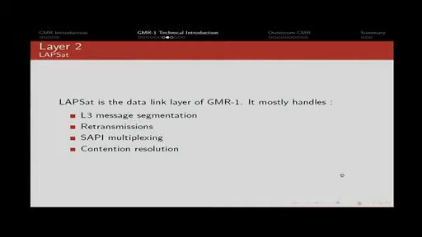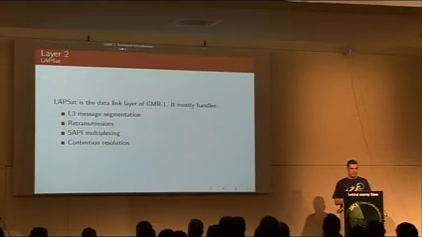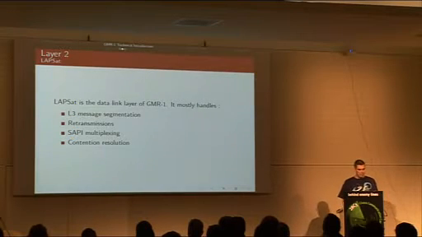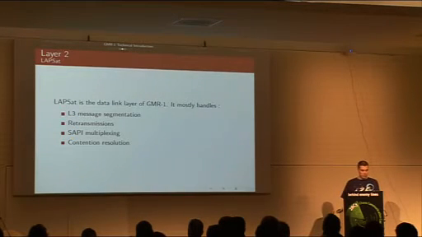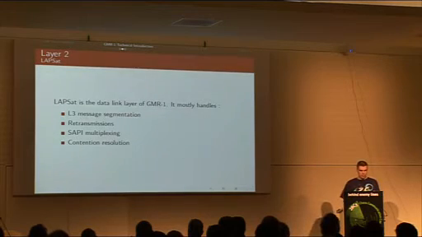Okay. LAPSAT is the data link layer. Honestly, I think it's not a very interesting layer, but its role is mostly to take the variable size L3 messages and split them up into chunks that fit into bursts, and ensure things like retransmission in case packets are lost, things like that.